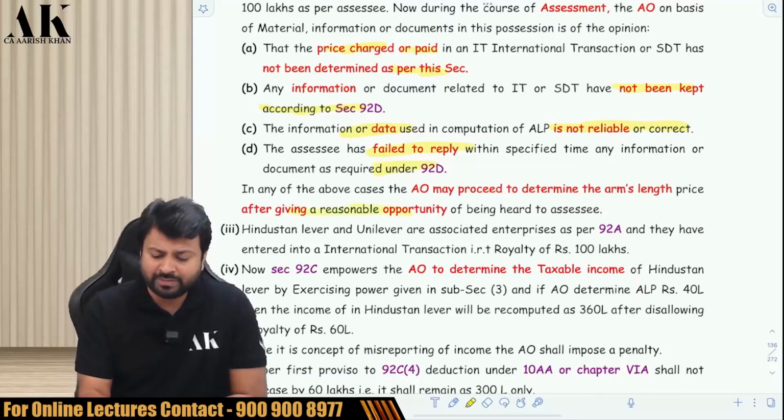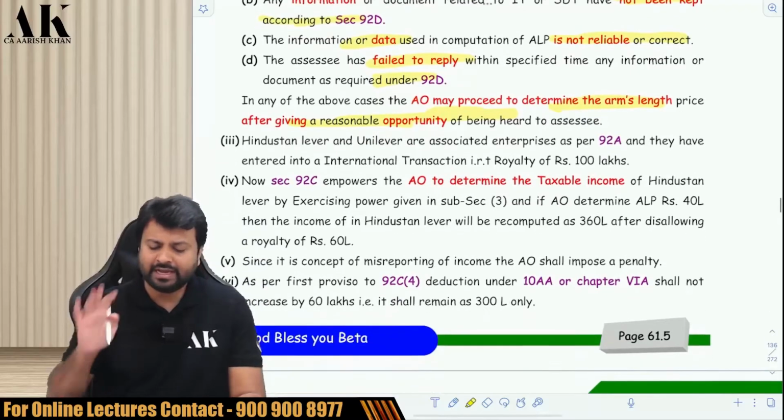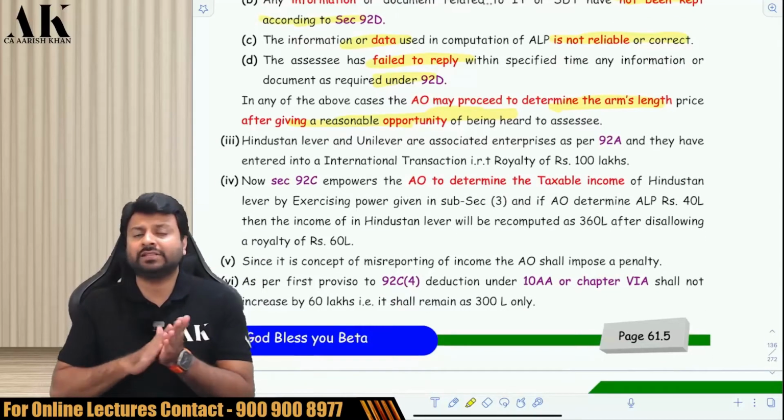After giving an opportunity of being heard, he will determine what? He will determine the arm's length price. Now, when he determines the arm's length price, be very careful.